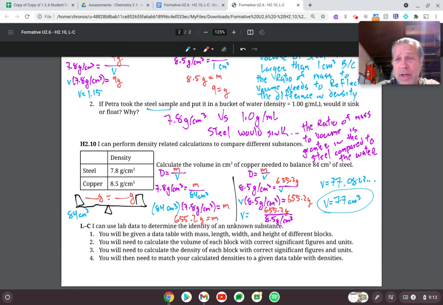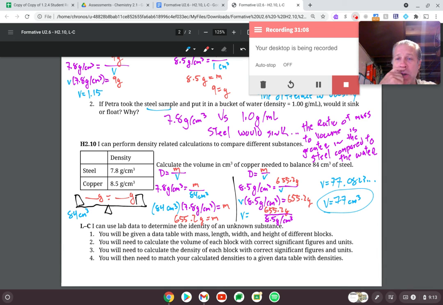The last thing that you're going to be doing on this assessment, you will be basically doing the same series of calculations that you did for your lab. So you'll be given a data table with mass, length, width, and height measurements in it. You'll be calculating the volume using the appropriate number of significant figures and units. You'll calculate the density using the appropriate number of significant figures and units, and you will then use your calculated densities to determine which block or which substance is which substance.